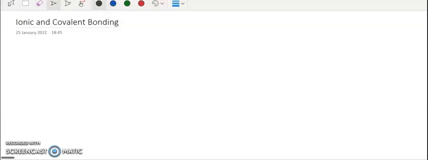Okay, so let's look at the topic ionic and covalent bonding. To start this topic, let's talk about ions. The definition of an ion is a charged particle formed when an atom gains or loses electrons.